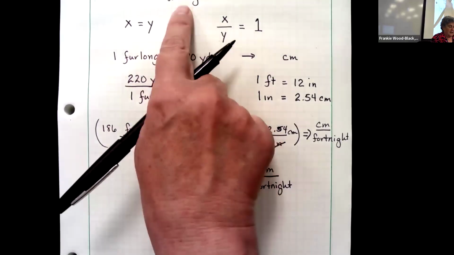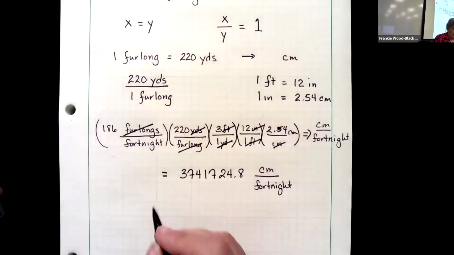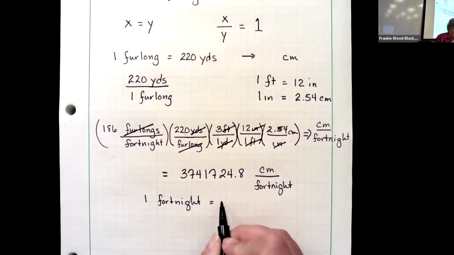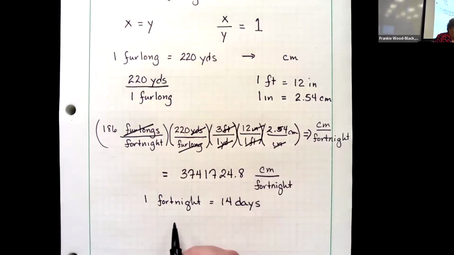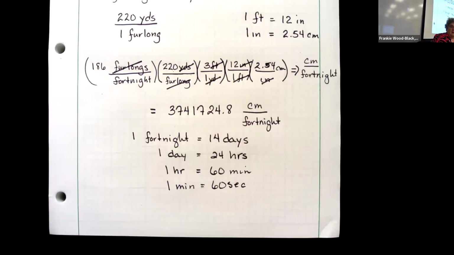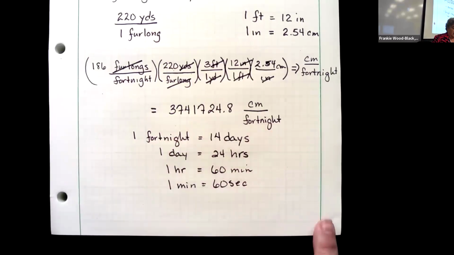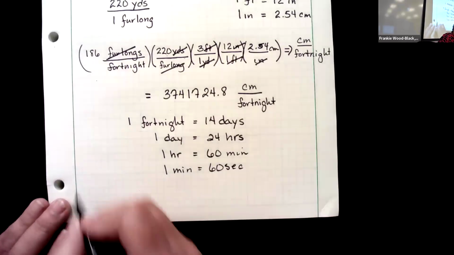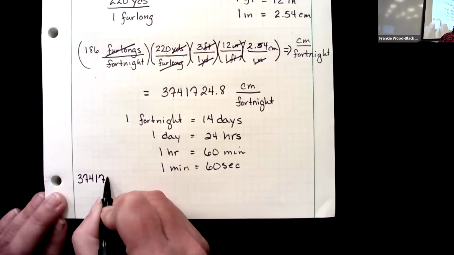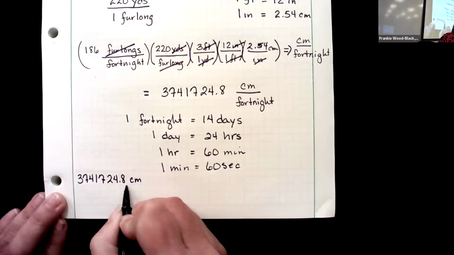But now we're going to convert our fortnights to seconds. So we're told in the problem that one fortnight is equal to 14 days. We know that one day is equal to 24 hours. We know that 1 hour is equal to 60 minutes. And we know that 1 minute is equal to 60 seconds. So now I'm going to take this number and convert it to seconds. At this point, I'm going to have to write a little smaller so it fits on the page: 3,741,417,248, and that's centimeters per fortnight.